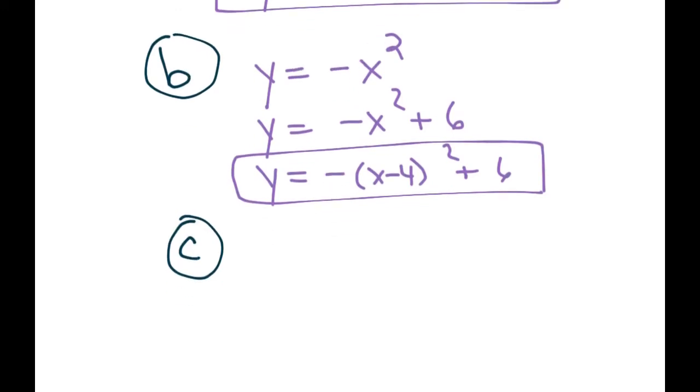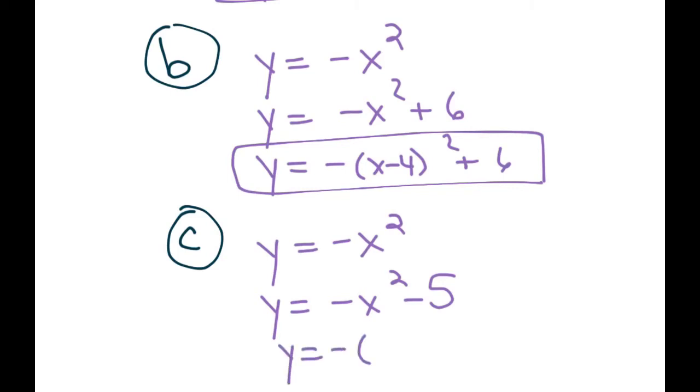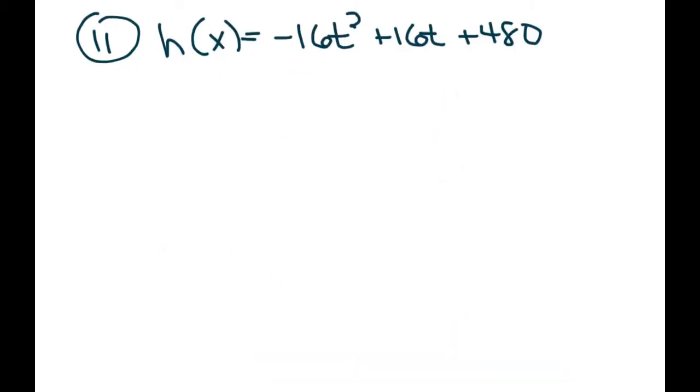All right, in C, a reflection across the x-axis. A vertical translation 5 units down. A horizontal translation 2 units to the left. 2 units to the left will be plus 2. Remember to be careful in these application problems about what your input and output is.